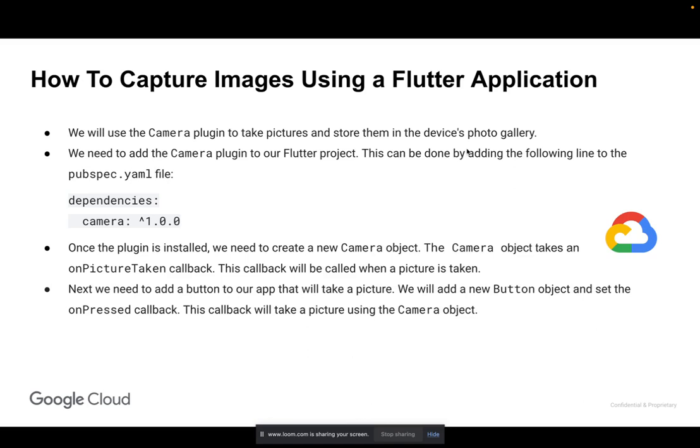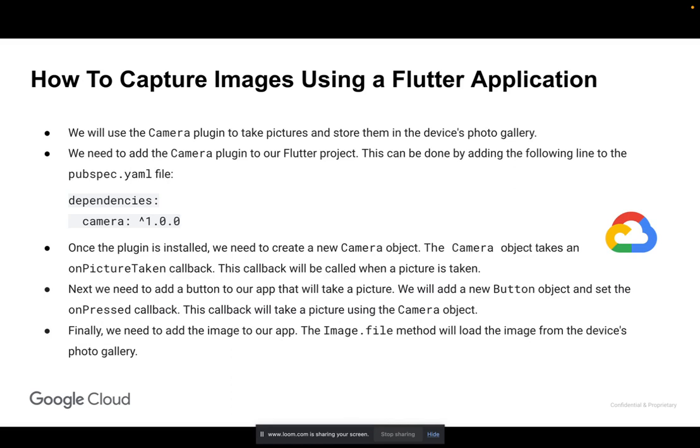The code that we'll write will create a new camera object and set the onPicture callback. This callback will be called when the picture is taken. Next, we need to add a button to our app that will take a picture. Again, we'll see in a while how we'll implement this in a code editor. The new button object that will be created will set the onPressed callback. This callback will take a picture using the camera object.